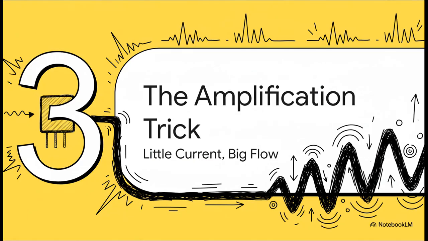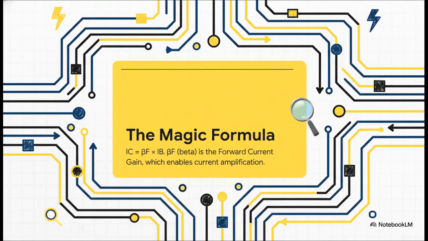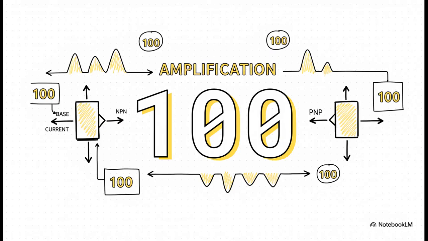So, this transistor effect, what's it actually good for? Well, this leads us straight to the BJT's most famous party trick, amplification. It all boils down to one simple, just beautiful little formula. The collector current, IC, is equal to the base current, IB, multiplied by a number called beta. That's the forward current gain. This is the entire mathematical secret to how amplification works.